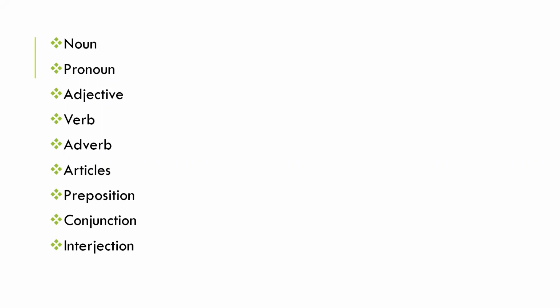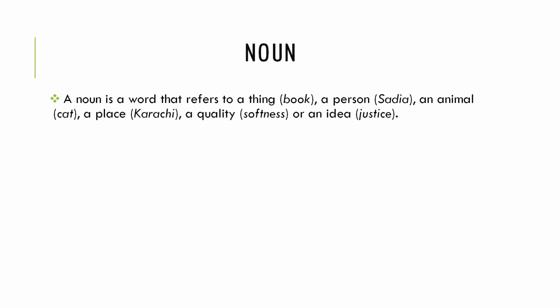So first, in today's presentation, we are going to learn about noun and its types. A noun is a word that refers to a thing. A thing can be a book, a house, a hat; a person, Sadia, Arshia, Ahmed; an animal, any animal, cat, dog, sparrow; a place, city or area or country; a quality, yes, quality also comes in noun; and an idea, emotions. I assume that you know that thing, person, animal or place comes in noun, but quality and idea both also come in noun.